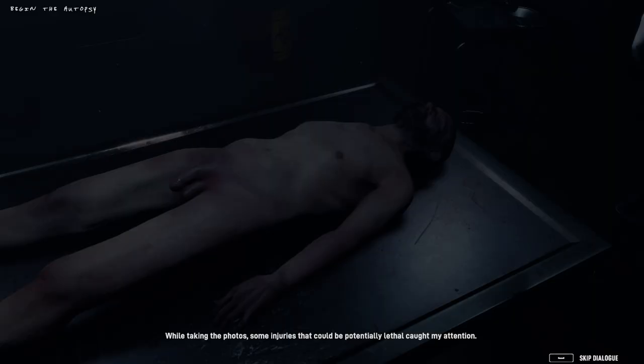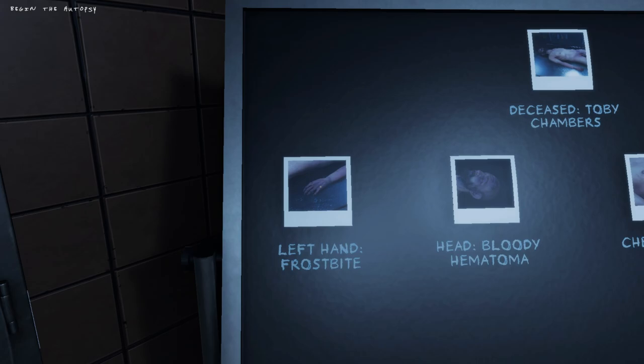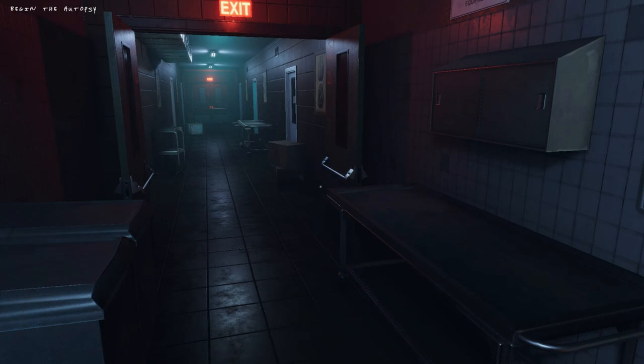Don't have to stand close to be able to smell a strong odor. While taking the photos, some entries that could be potentially lethal caught my attention. Let's take a closer look using the magnifying glass. We'll get to making notes on the board.